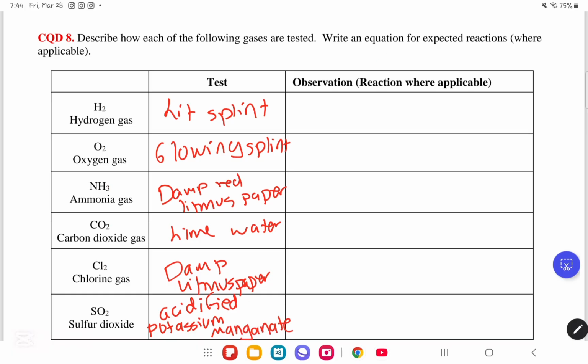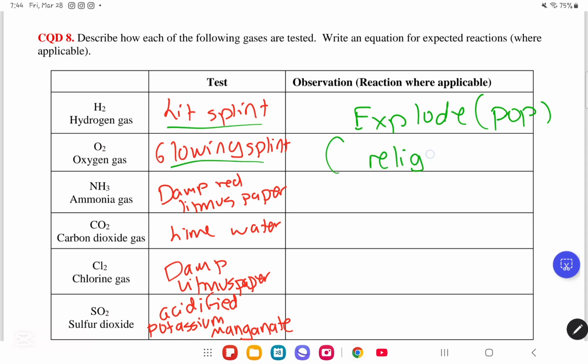Now, for the observation and the reaction where applicable, first of all, we know that if hydrogen reacts with a lit splint, it will explode, or there is a popping sound. With a glowing splint, oxygen will relight the glowing splint. Now the ammonia will turn damp red litmus paper blue.